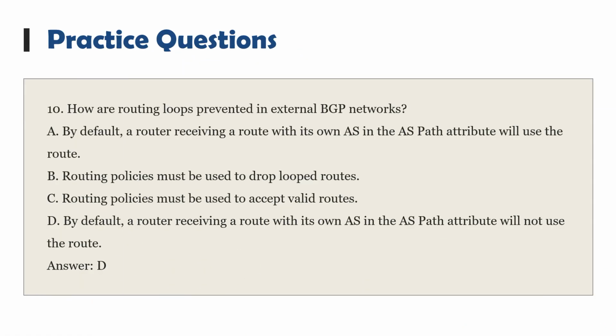10. How are routing loops prevented in external BGP networks? A. By default, a router receiving a route with its own AS path attribute will use the route. B. Routing policies must be used to drop looped routes. C. Routing policies must be used to accept valid routes. D. By default, a router receiving a route with its own AS path attribute will not use the route.